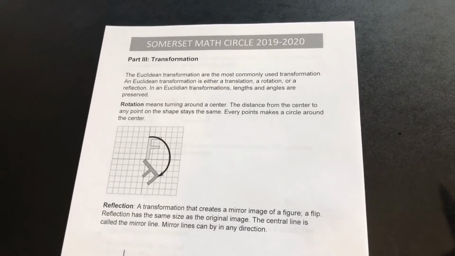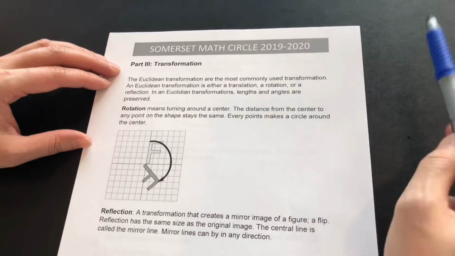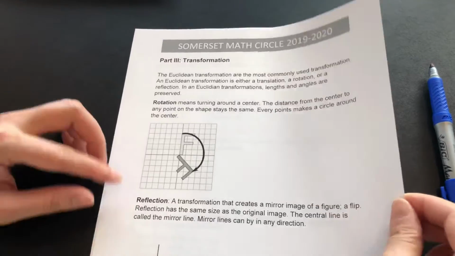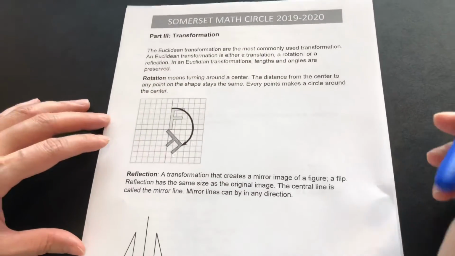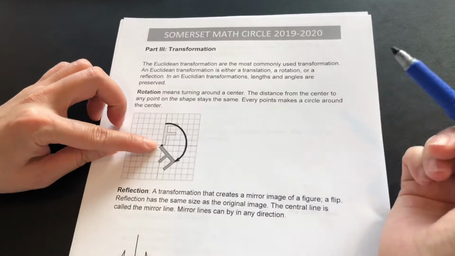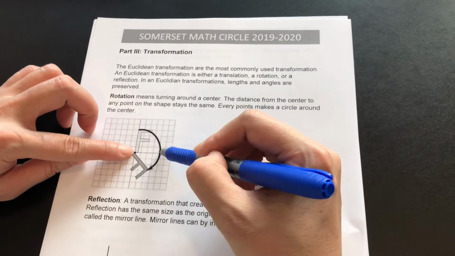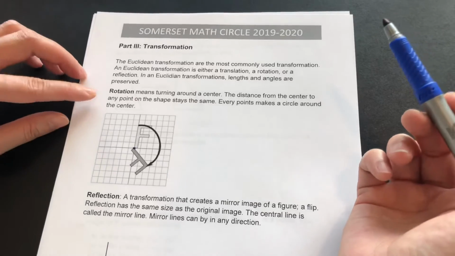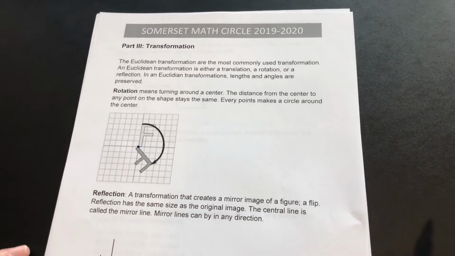Part 3, transformation. For transformation today, we'll talk about rotation, reflection, and translation. Rotation means you have one pivot point. That's like a circle, and you rotate whatever shape you have, clockwise or counterclockwise. That's rotation. There's always a center point.